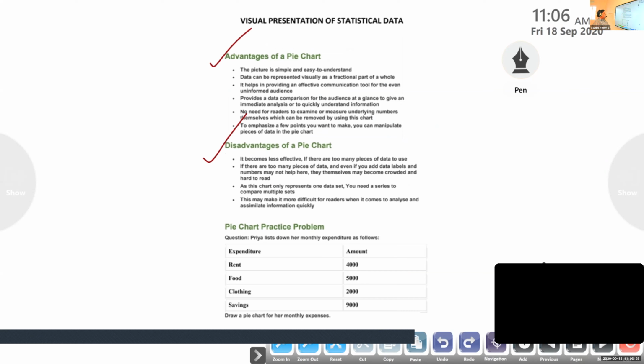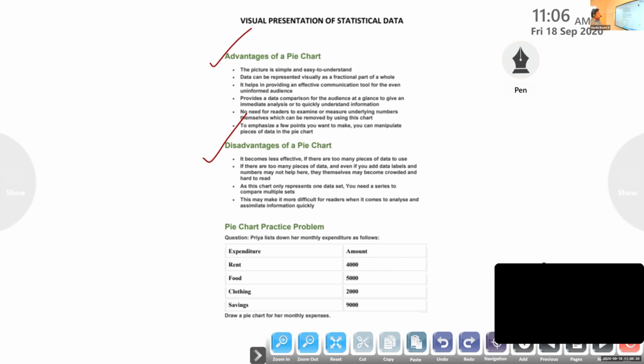Okay, advantages of pie chart. We know that the picture is simple and easy to understand. If the picture means the pie chart itself, it is simple and easy to understand. Data can be represented visually as fractional parts of a whole. So visually we are able to find the entire data related with its slices or fractions. The whole data can be divided into different slices, so easily we are able to understand at a glance. It provides an effective communication tool even for an uninformed audience. Even a layman, technologically backward people, are also able to understand these things easily.